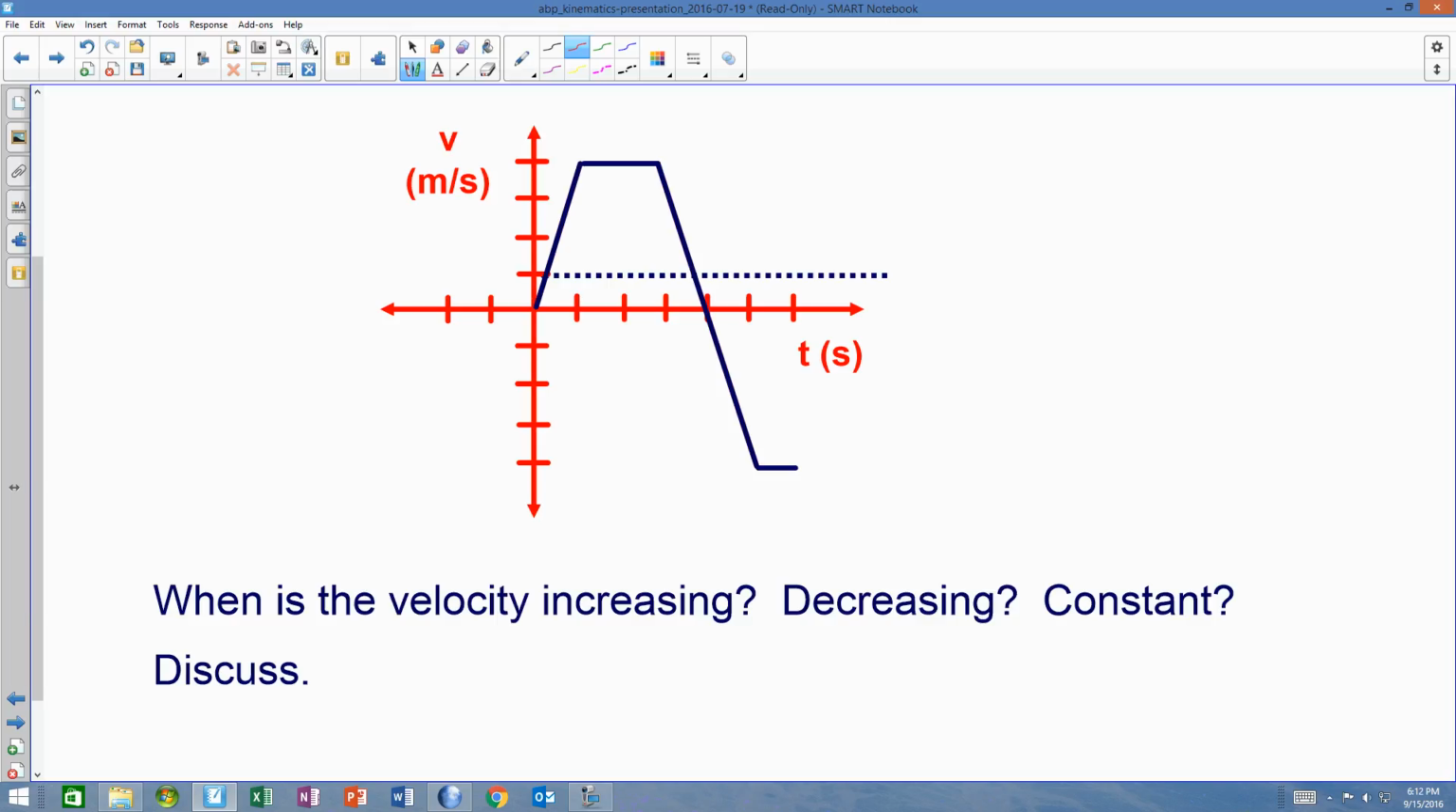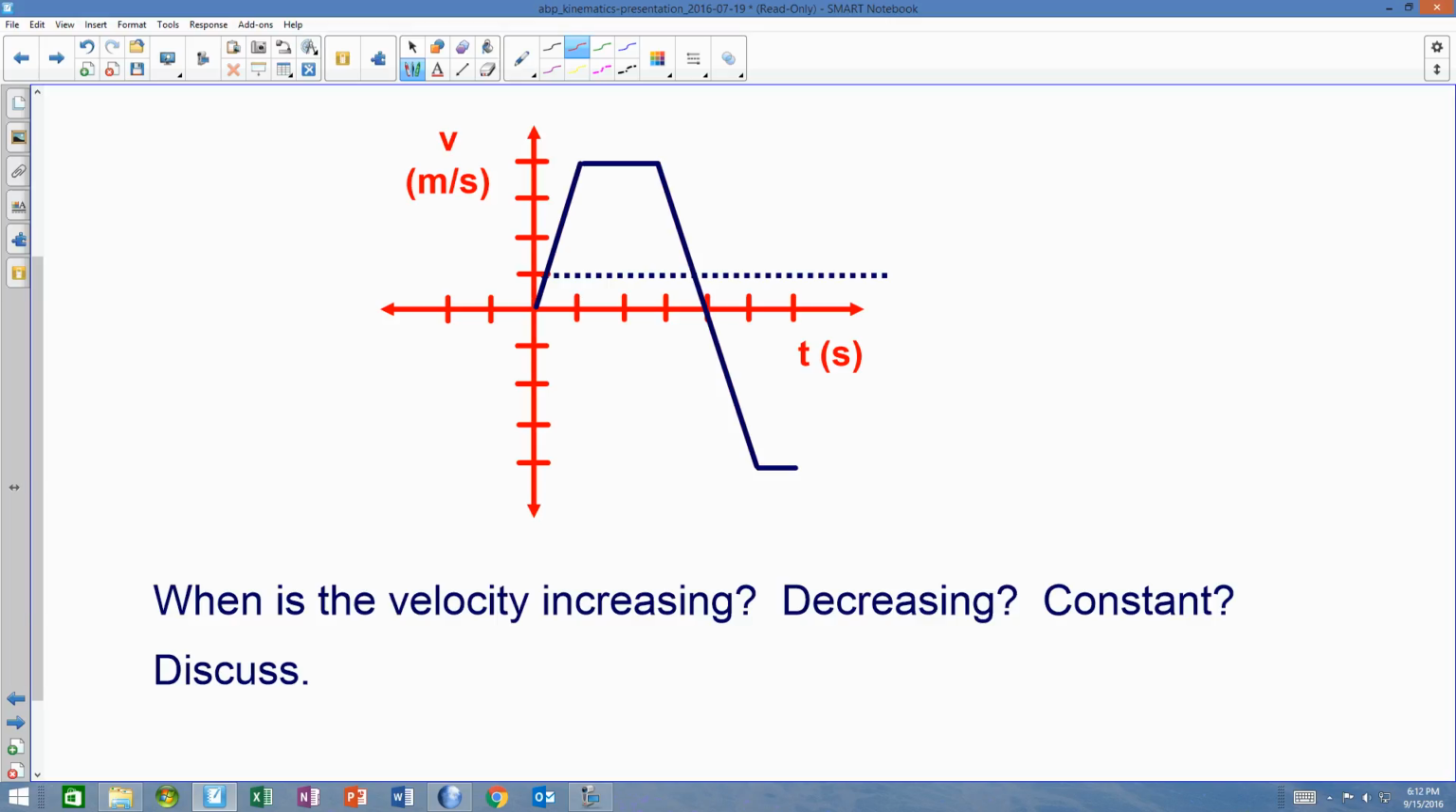In this region right here, it is decreasing. But what happens when I cross that x-axis? I go from a 0 velocity to a negative velocity, which means I'm just going in the opposite direction. So once I cross that x-axis, I start speeding up again.